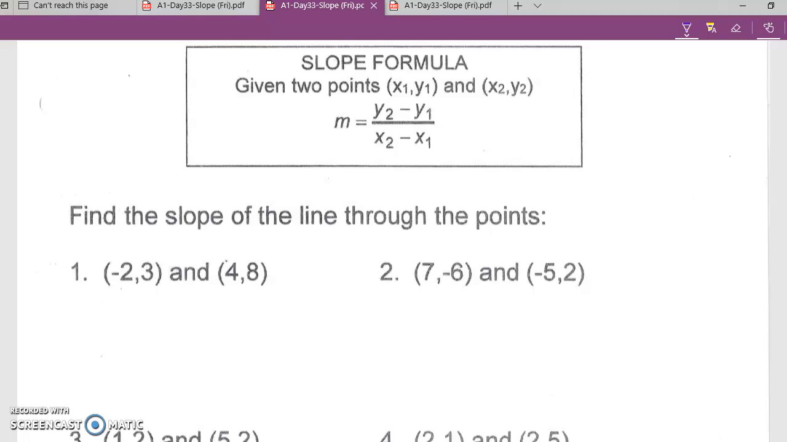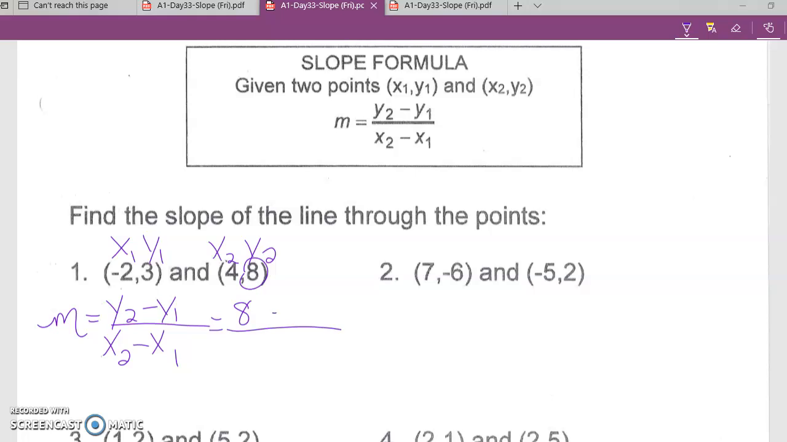For example, we have an example of number 1 here, find the slope of the line through the given points. So we'll call this x1 and y1 and x2 and y2. We're going to write down our slope formula, which is a big fraction problem. y2 minus y1 over x2 minus x1. Now we'll substitute in the values that we have. y2 is 8 minus y1 is 3 over x2, which is 4, minus x1, which is negative 2. And I'll put that in parentheses to separate the negative from the subtraction sign.